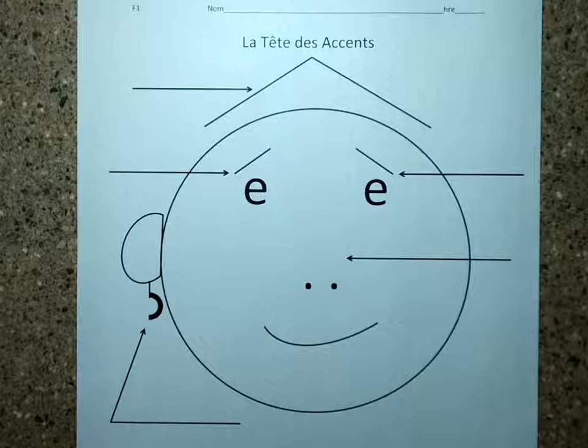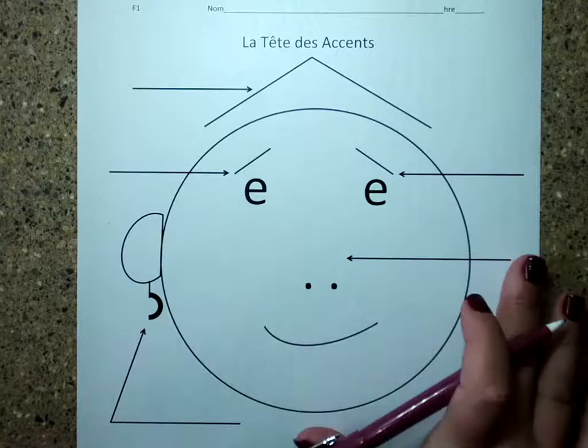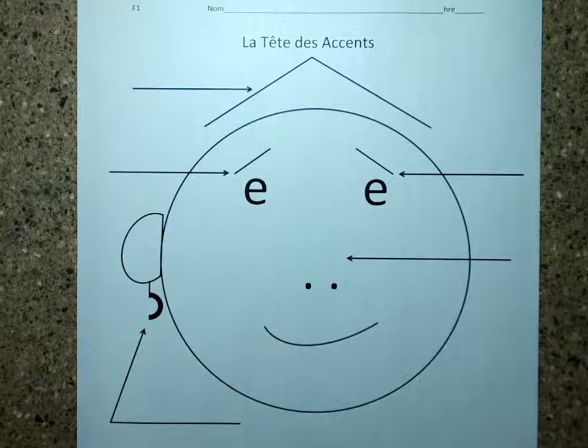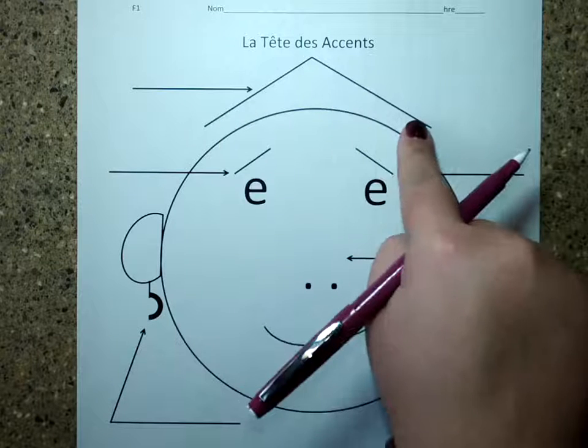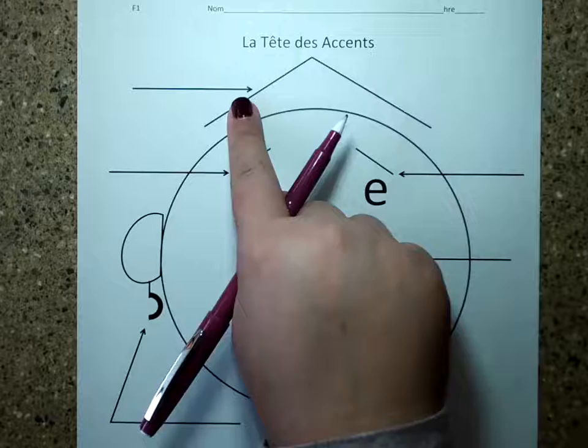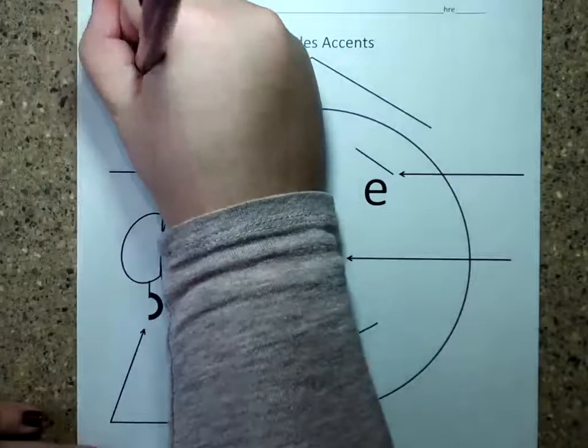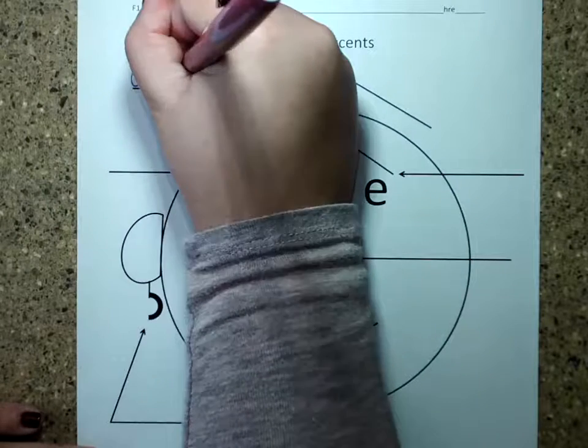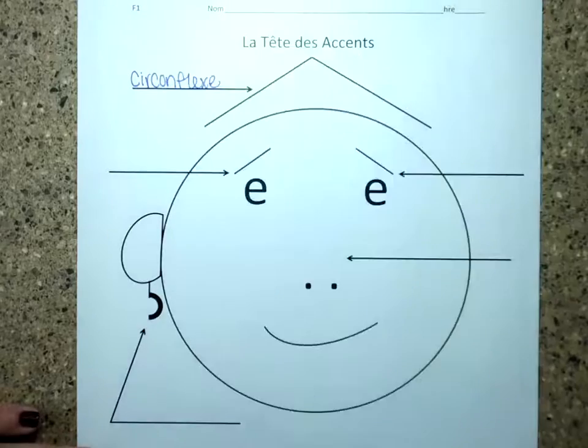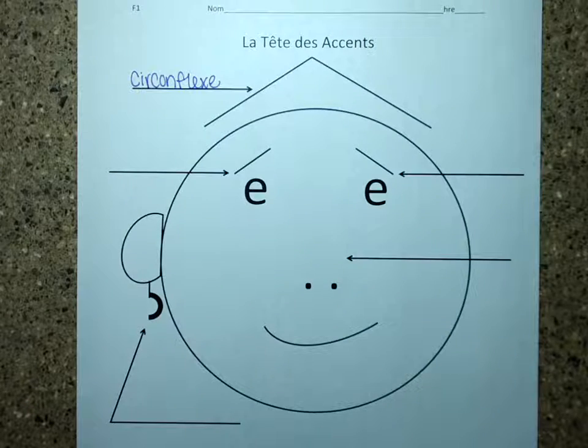So today we are going to talk about accents and what they are and what they mean and what they do. So the first one that I want to talk about, first off, is I have a little head here. And so on my head, I'm going to use it to label all of the accents in French. So the first one that we're going to start with is his little hat that's up here, and it makes this triangle. And so this is the circumflex.